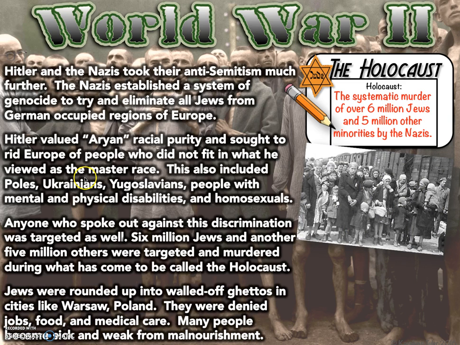Hitler and the Nazis took their anti-Semitism much further. They established a system of genocide to eliminate all Jews from German-occupied regions of Europe. They were not a part of the Aryan racial purity.